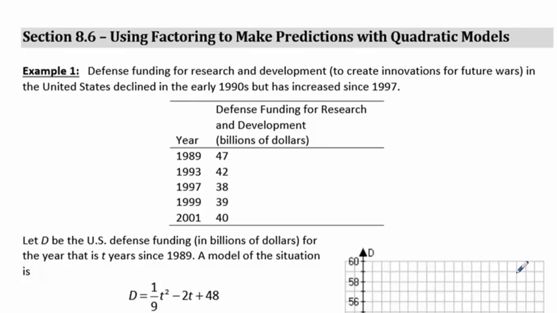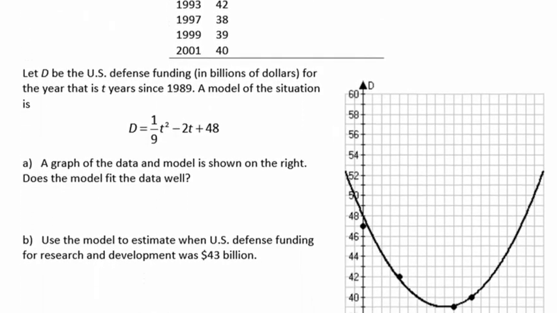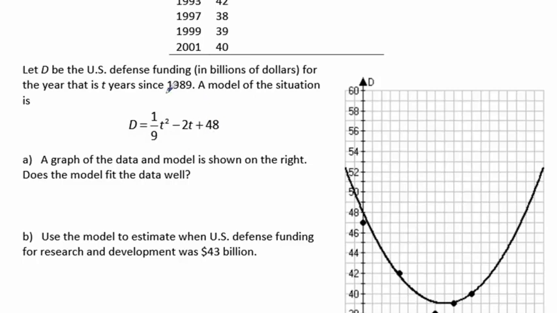Section 8.6, we're going to look at using factoring to make predictions with quadratic models. In example 1, defense funding for research and development in the United States declined in the early 1990s but has increased since 1997. So we have some data here from the years 1989 through 2001, and we've been given a model for that data. This is our model in T years since 1989.